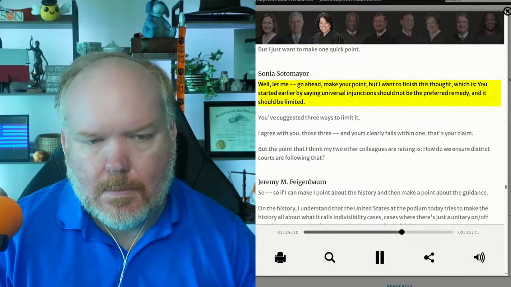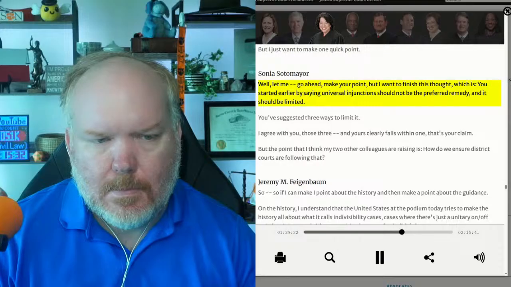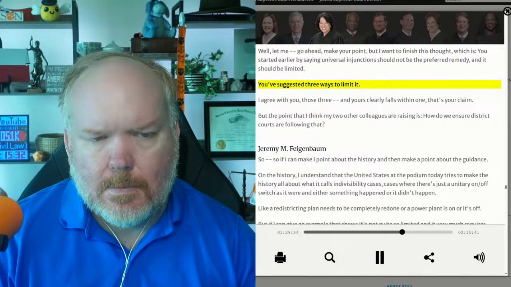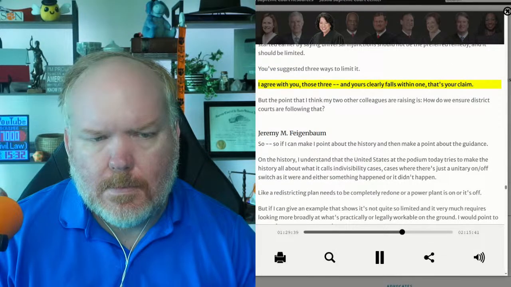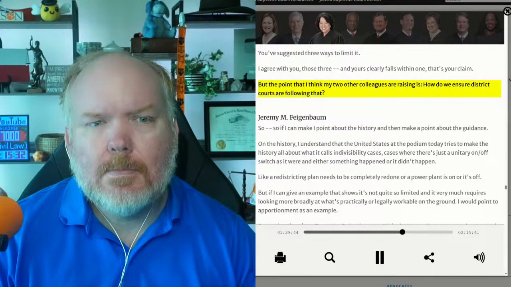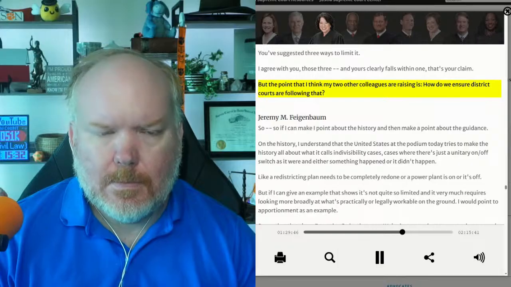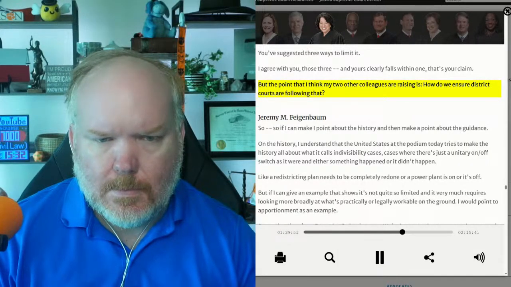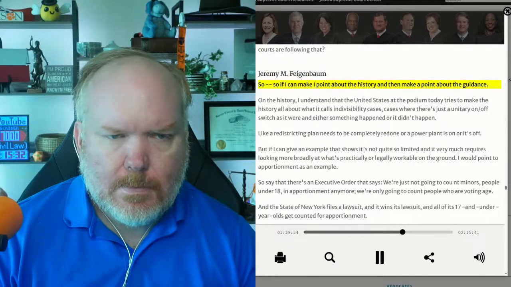Make your point, but I want to finish this thought, which is you started earlier by saying universal injunction should not be the preferred remedy, and it should be limited. You've suggested 3 ways to limit it. I agree with you. Those 3, and yours clearly falls within one. That's your claim. But the point that I think my 2 other colleagues are raising is, how do we ensure district courts are following that? So if I can make a point about the history and then make a point about the guidance.